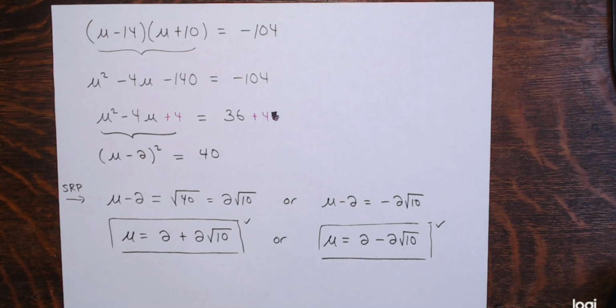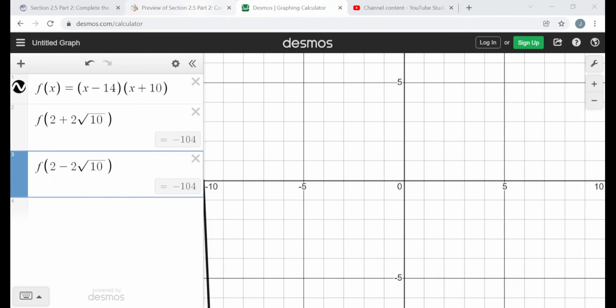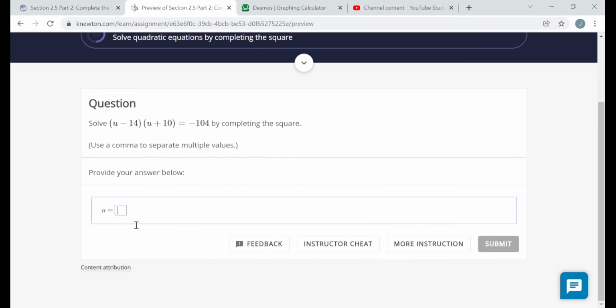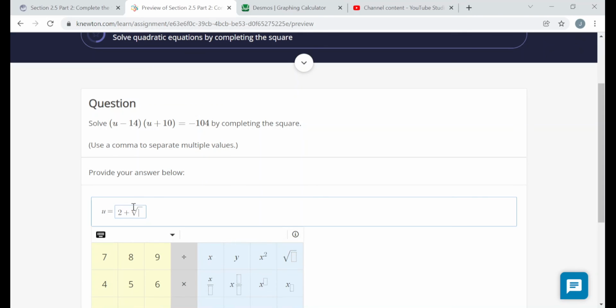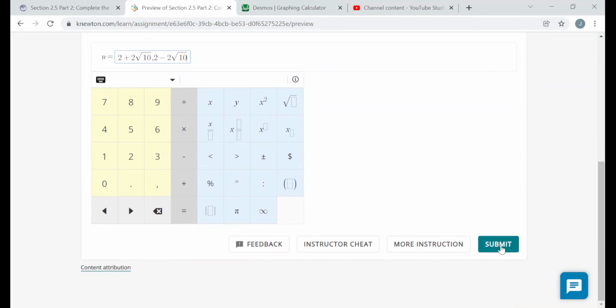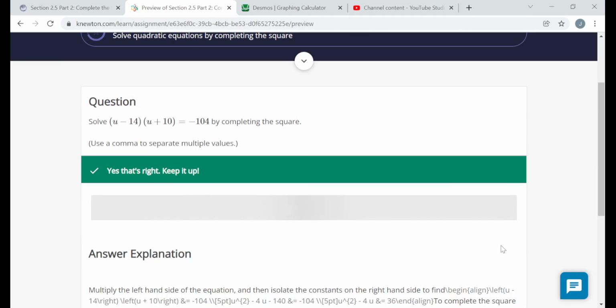All right, so back in the assignment, how I'm going to enter this is, again, they don't want a plus or minus. They want you to separate them with commas. So 2 plus, oops, I forgot the 2. 2 plus 2 times the square root of 10. Then get out of there, hit comma. And then 2 minus 2 times the square root of 10. And that should be good. Both of those are perfectly valid solutions. Great.